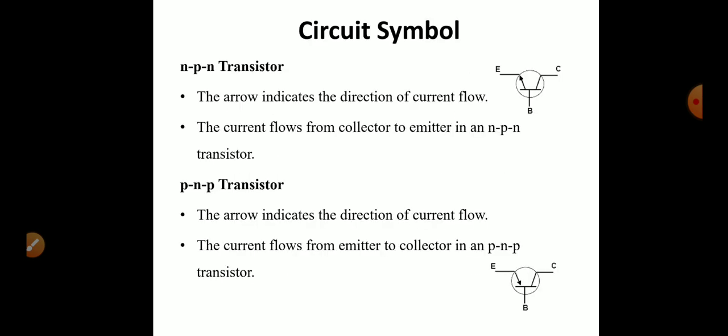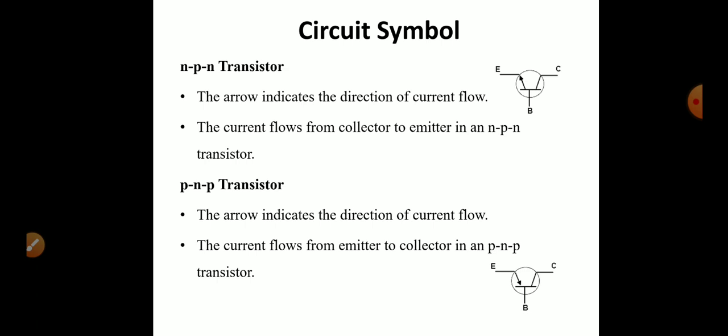And the next one is the circuit symbol of the transistor. Here the NPN transistor symbol and PNP transistor symbol are given. In the symbol, three terminals are given: emitter, base and collector, and an arrow is indicated in the emitter region. Here the arrow indicates the direction of current flow in both NPN and PNP transistors. The conventional current flow is indicated by this arrow.